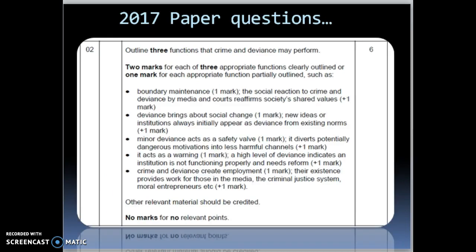So as you look at the mark scheme, once again, you can gain 1 mark for the identification point. For example, you've got things like boundary maintenance, social change, safety valve, warning signs. They were the popular ones. They were the ones that I expected my students to mention. And then 1 mark for the explanation of how that function is performed. The range of functions that you can see I've identified tend to be from the functionalist perspective, and that was quite popular.